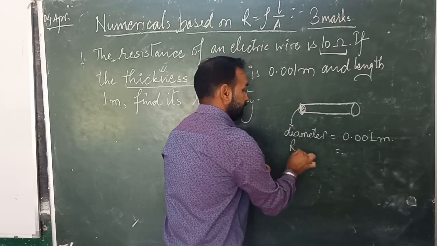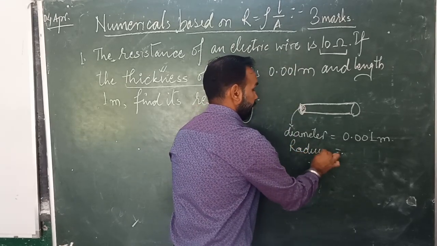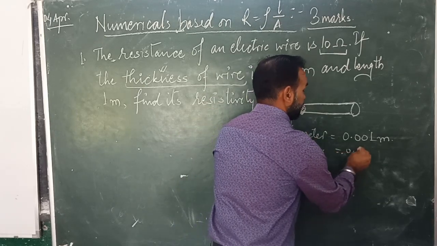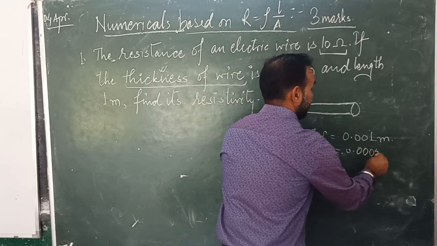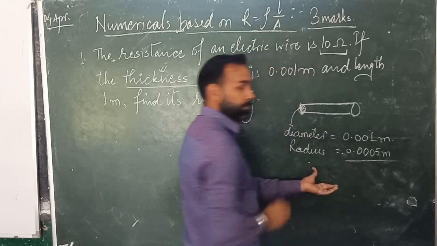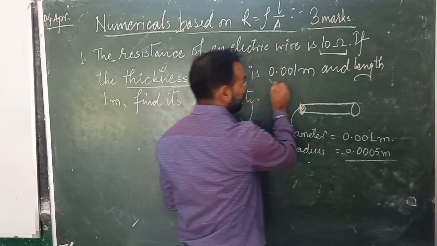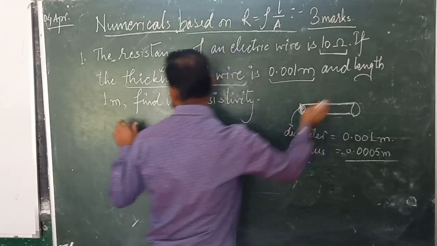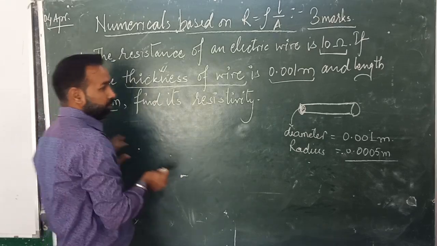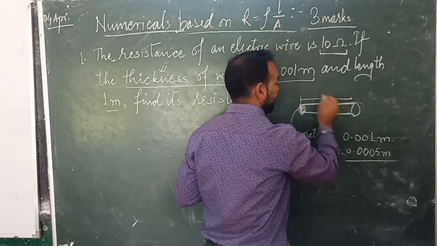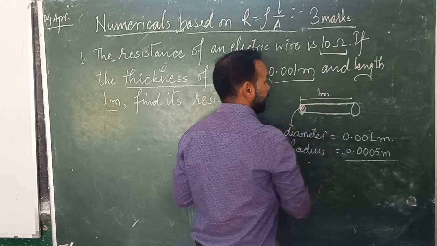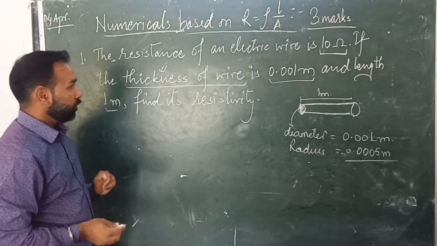So what will be the radius? The radius will be equal to 0.0005 meter. So this is the thickness given to you, and the length of this wire is given to you as 1 meter, and its resistance is 10 ohm.